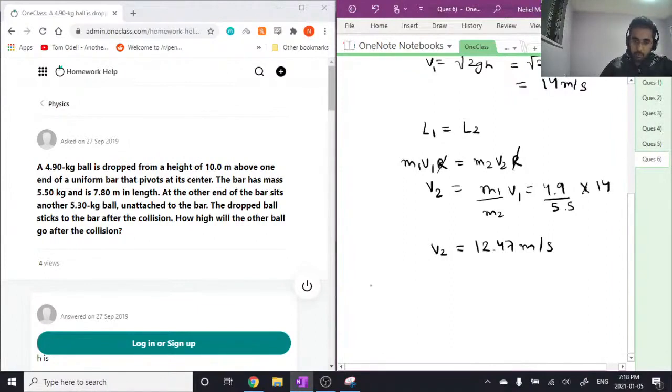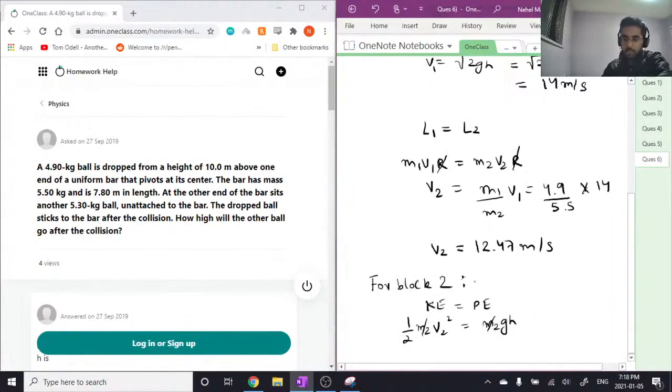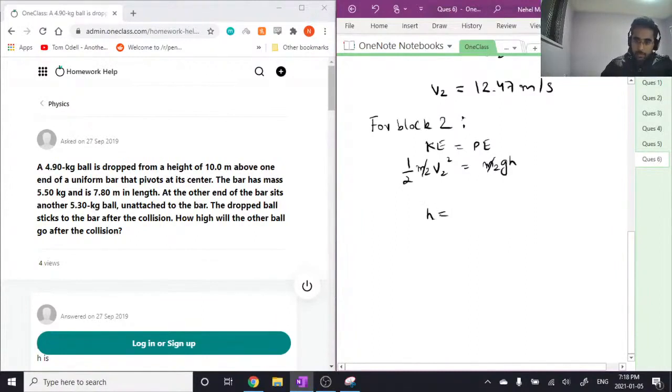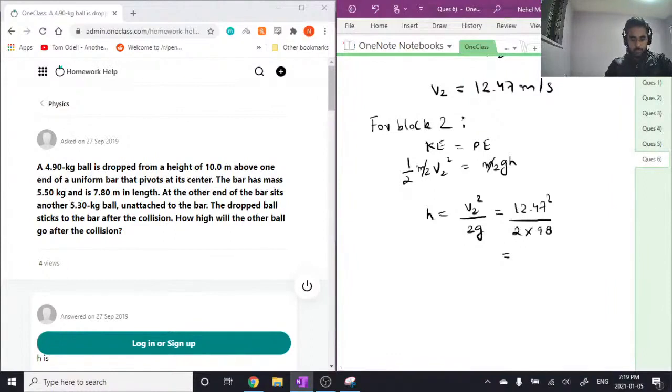So we can say that for block 2, kinetic energy is equal to potential energy by the law of conservation of energy. So half m2 v2 squared is equal to m2 g h. The masses get cancelled out, and we're left with h is equal to v2 squared over 2g, which is 12.47 squared divided by 2 times 9.8, which is 7.3.